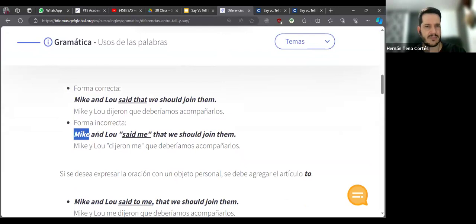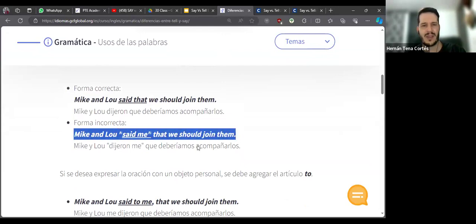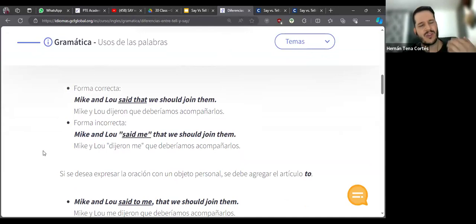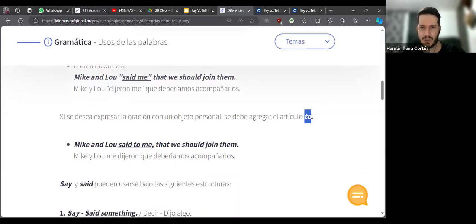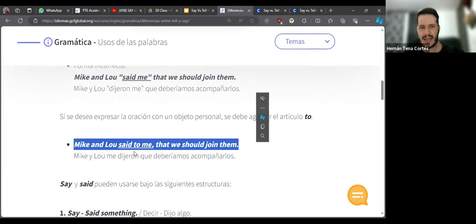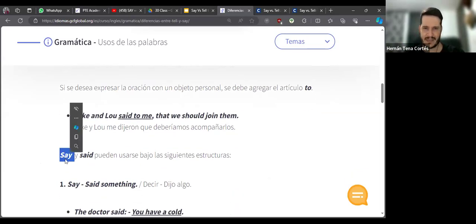Lo que no podemos decir es Mike and Lou said me that we should join them. Eso es una traducción literal del español y muchas personas lo dicen así porque en español decimos, él me dijo, entonces suena como lo del español, lo traducimos literalmente, pero no es necesario. Si vamos a expresar a quién se lo dijeron, entonces tenemos que utilizar el to y después el objeto personal que es me, you, them, us, etc. Mike and Lou said to me that we should join them. Este said nos acordamos que es el say en el pasado.